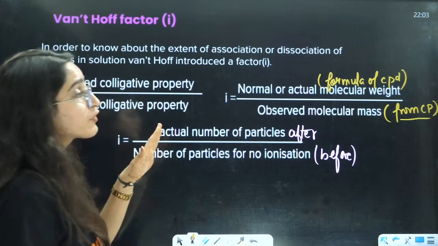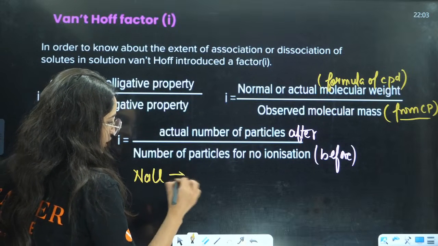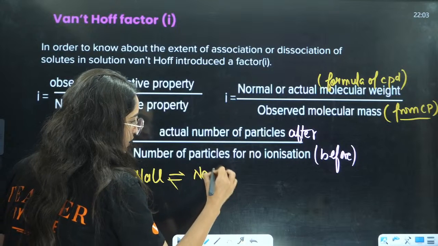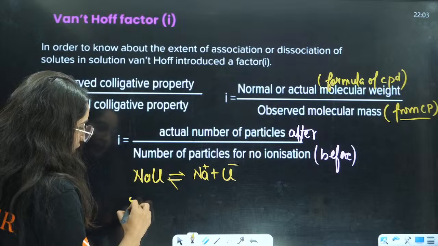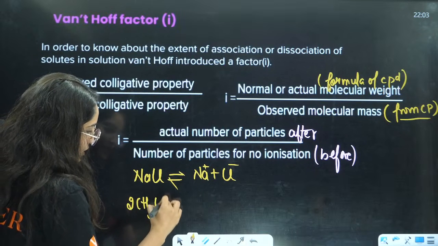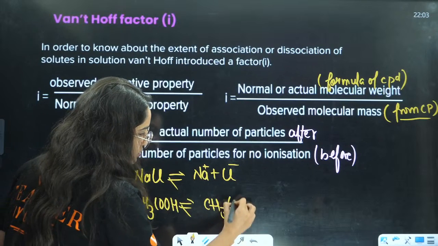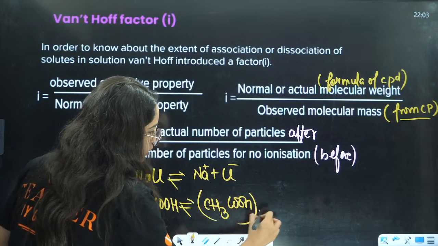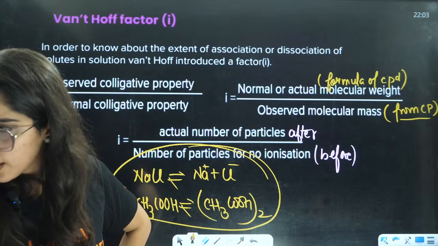Yeah. So if you talk about NaCl, for NaCl you have this thing, Na positive, Cl negative. But for this one, you have CH3COOH, and this will dimerize into (CH3COOH)2. These are the two things that we were talking about. Okay?